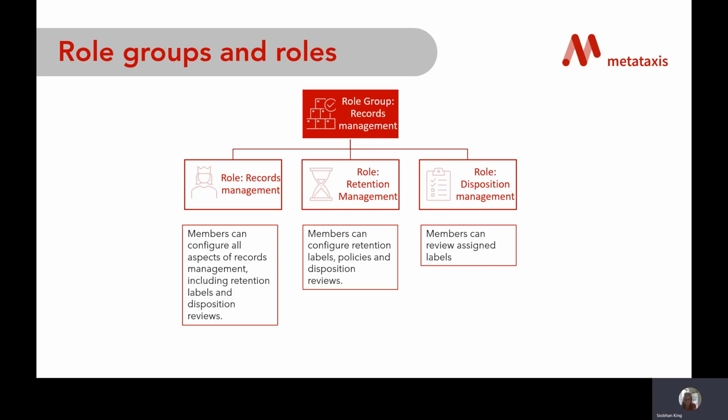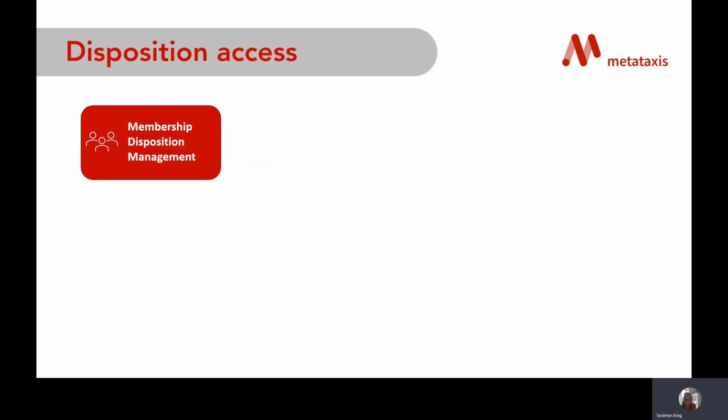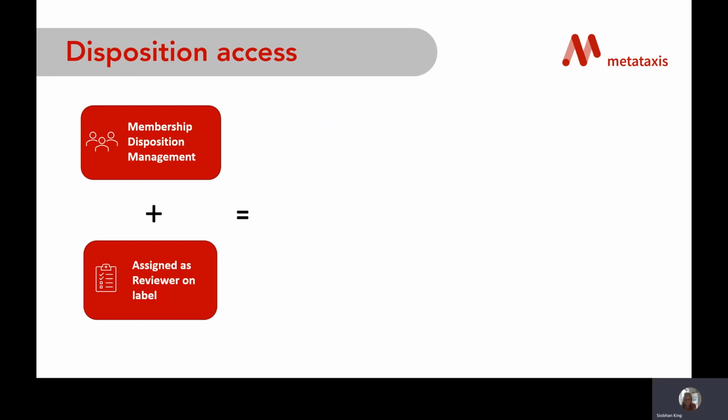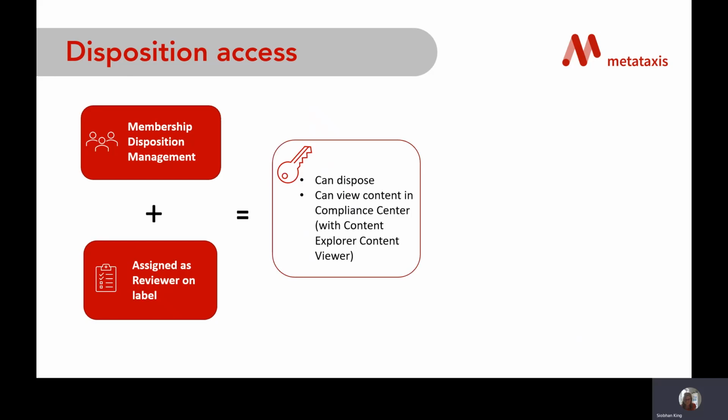Disposition management, which you would normally assign to your retention reviewers, is a role which is much more limited. Members with this role can review and execute disposal actions, but they do not have the ability to configure labels, policies, or any other aspect of records management. This may all seem straightforward enough, but the problem is that disposition management alone is not enough to access and execute a disposal review. In addition to this role, users need to be assigned as reviewers on the retention label itself. So when reviewers log into the disposition page, they will only see the labels that are assigned to them.